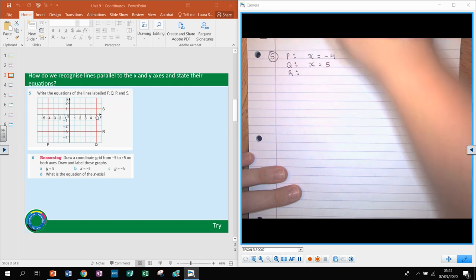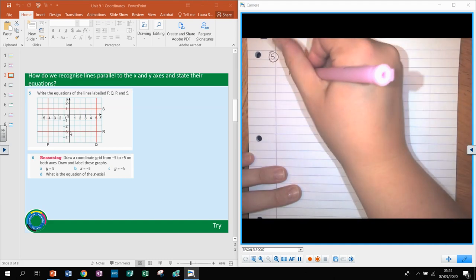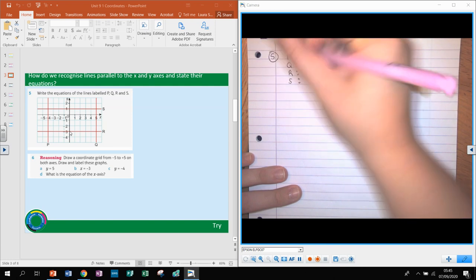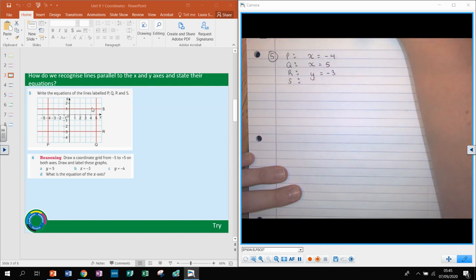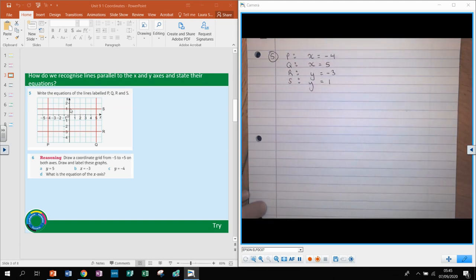Okay, let's look at R next. R is horizontal this time, so we know it would be y equals, and it's going through -3, so y equals -3. And finally for S, again, we're horizontal, so we know it's y equals, and it's going through 1, so y equals 1. Okay, so that's question 5 done.